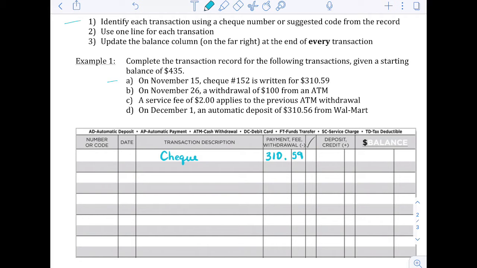We want to write down the date that it was on. So we can either write something like November 15th, or sometimes people will just write the month, 11/15, maybe something like that. But some notation as to which date it is. We want to write down the code or the check number. Now in this case, it was number 152. Finally, we want to write at the very end what our new balance is going to be.